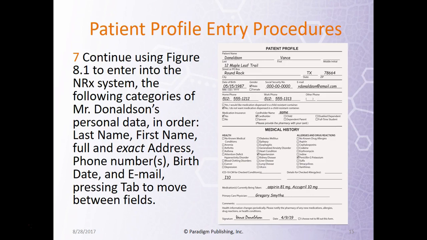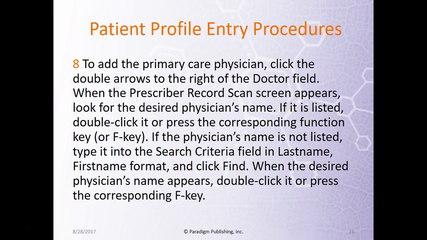Continue using Figure 8.1 to enter into the NRX system, following the categories of Mr. Donaldson's personal data in order: last name, comma, first name, full and exact address, phone number or phone numbers, birthday, email. You can press tab on your computer to move between these fields. Because this software is trying to grade you, it's a little touch sensitive, so you have to make sure that you're typing exactly. If you put too many spaces or you put in foreign characters, it's going to bounce you out and tell you that you're wrong.